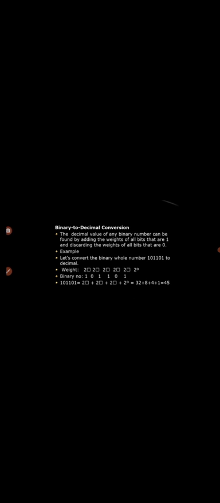For each digit we have a power of 2. We assign the digits of 101101 to 2 power 0, 2 power 1, 2 power 2, 2 power 3, 2 power 4, 2 power 5, starting from the right. Whichever bits are 0 will be discarded.